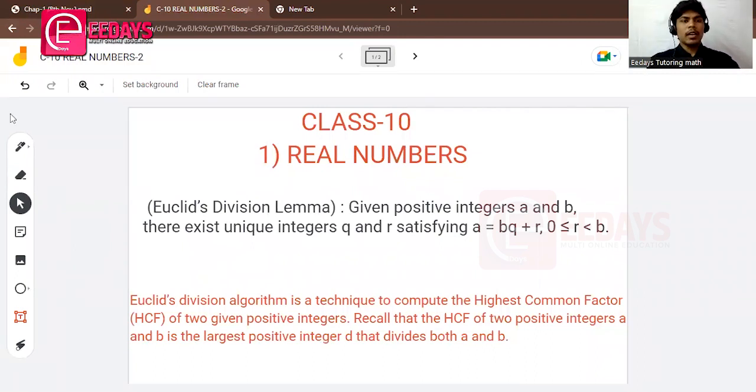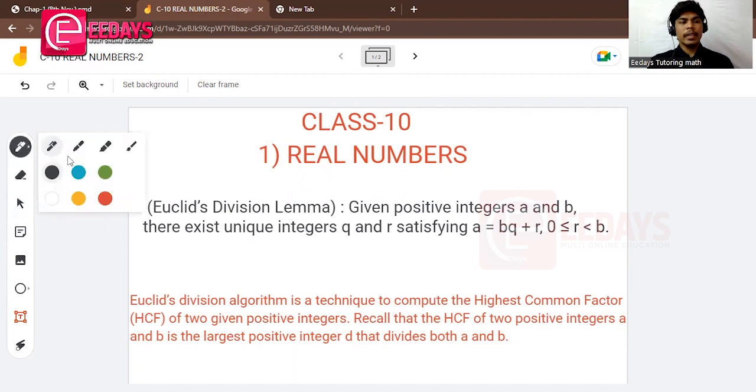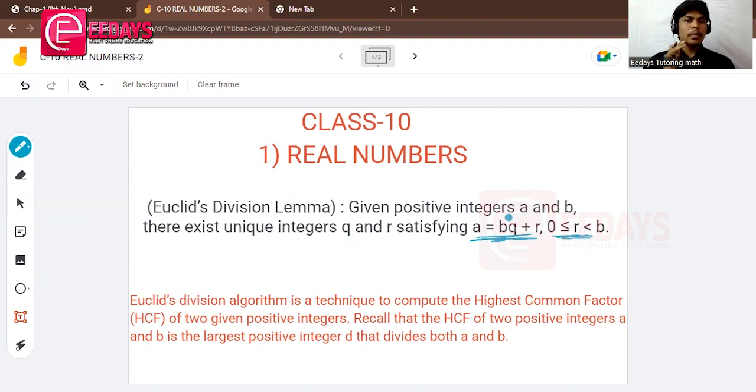In the Euclid division lemma, for any given positive integers a and b, observe carefully, there exist unique integers q and r. Q and r are the quotient and remainder. We can express this in the form a = bq + r. This condition is very important: 0 ≤ r < b. Here r is the remainder, q is the quotient, b is the divisor and a is the dividend. We learned all these things in the previous session. I hope everyone recalls all the concepts.